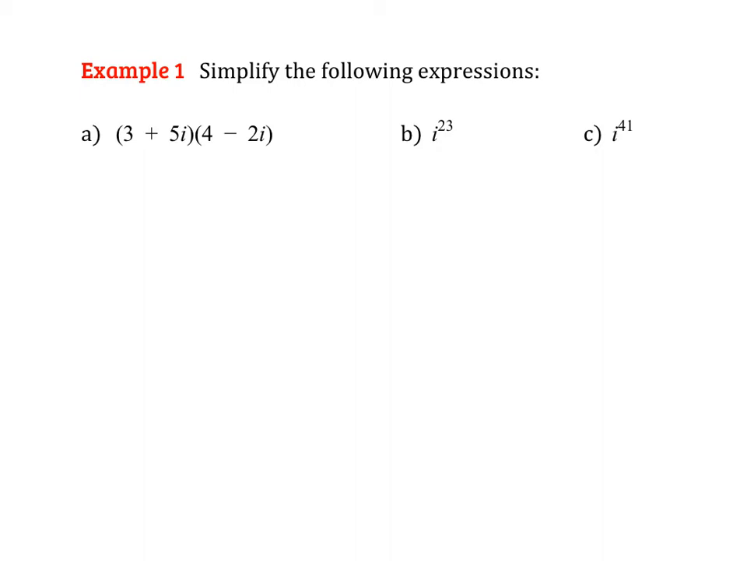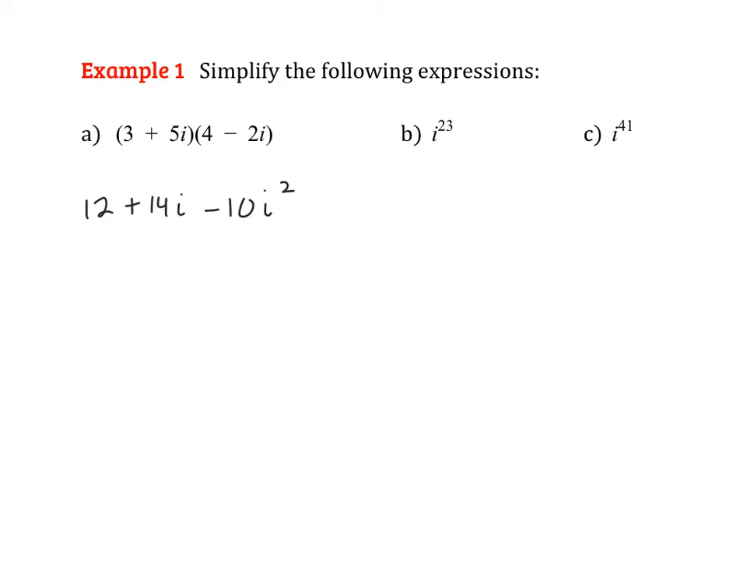Okay, let's see if we can simplify the following expressions. Here we're going to multiply these two binomials. You start by multiplying just like any other binomials with variables. So we'll do FOIL. So we have 12, and then we have minus 6i plus 20i, so plus 14i. And then here we have minus 10i squared.